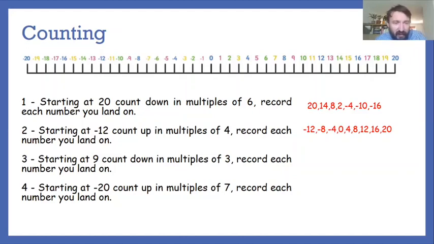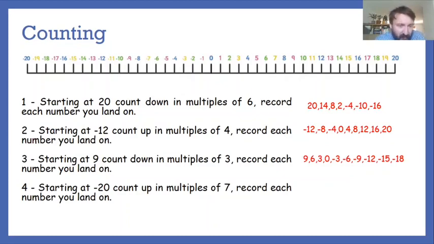Okay, start at 9, count down in multiples of 3. You should all know your 3 times tables. Record each number you land on. Okay, so we're starting on 9. We're going to 6, 3, 0, -3, -6, -9, -12, -15, and -18. There, that really highlights the mirror of the positive numbers and the negative numbers.